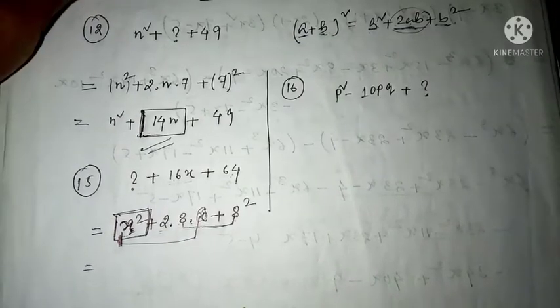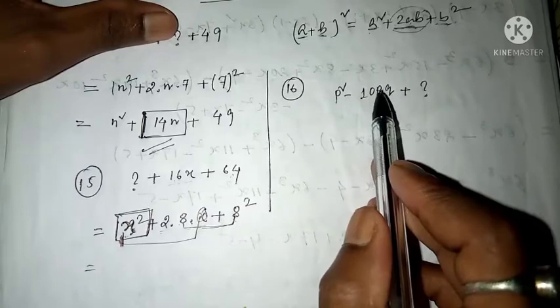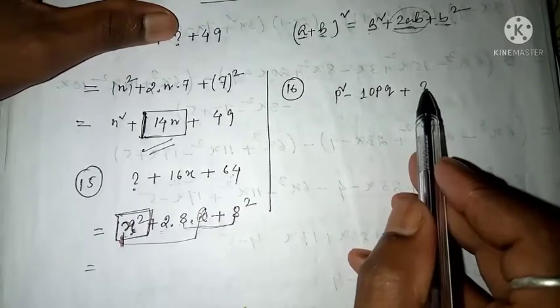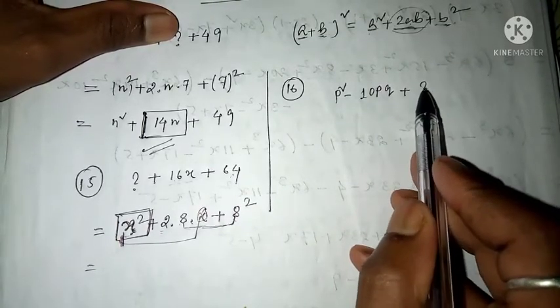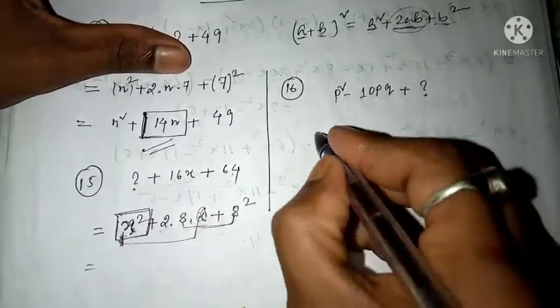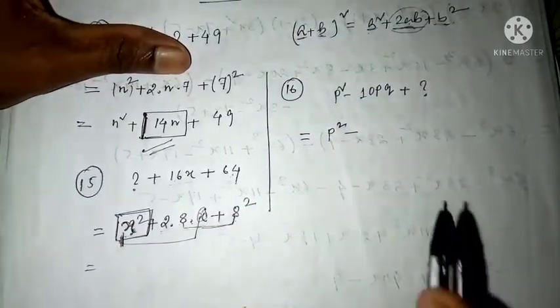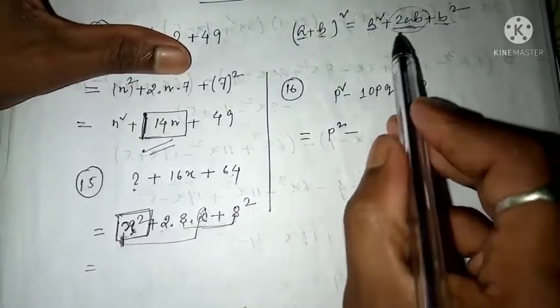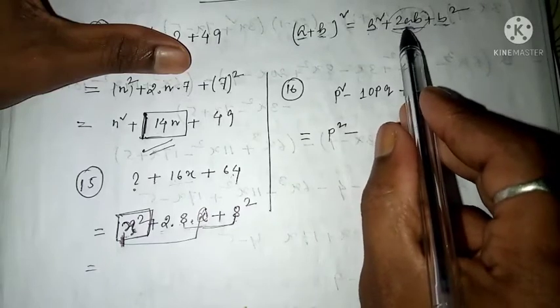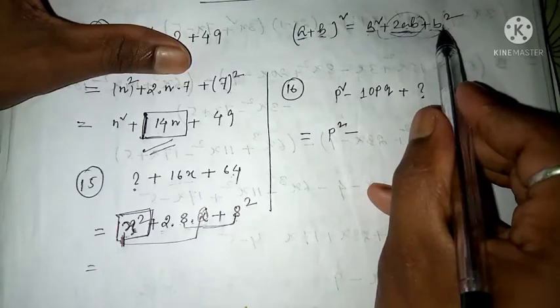Then you can see here the 16th question, that is p square minus 10pq plus a question mark. That means in this question we have to find out the third term. Now we'll apply the same procedure. The first is p square minus, and according to the formula it should be 2 times the first term, a, into the third term, b.